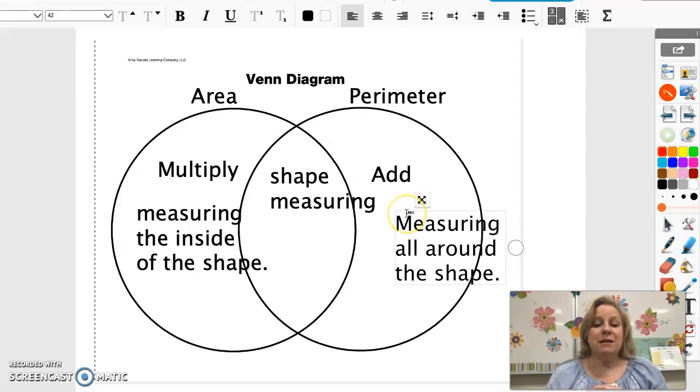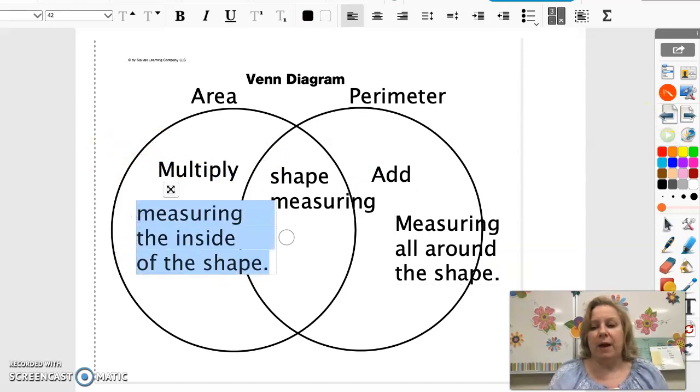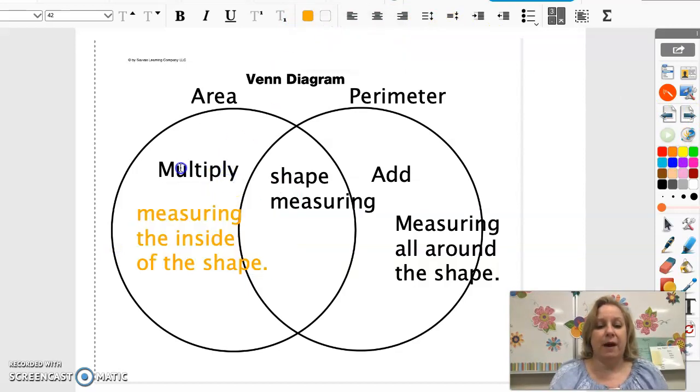So that's going to get you thinking about how area and perimeter are the same and different. That's basically what I wanted to do for this mini lesson today: get you thinking about how these are the same and how they are different. And I also wanted you to think about how to actually find perimeter.